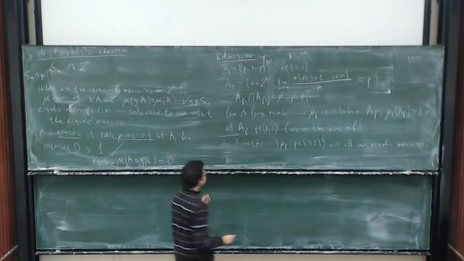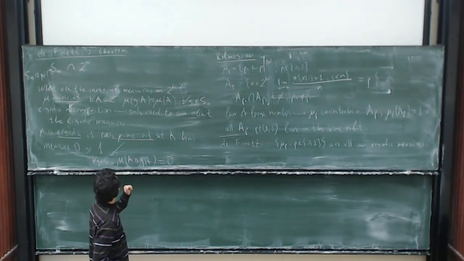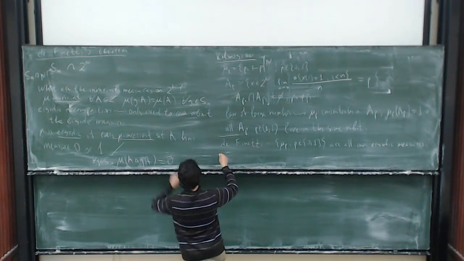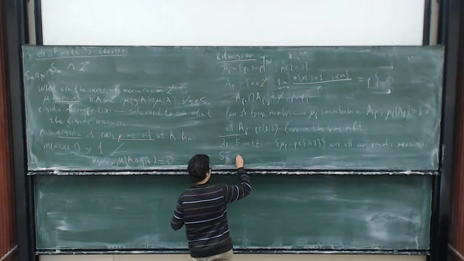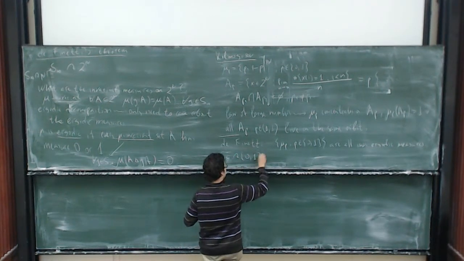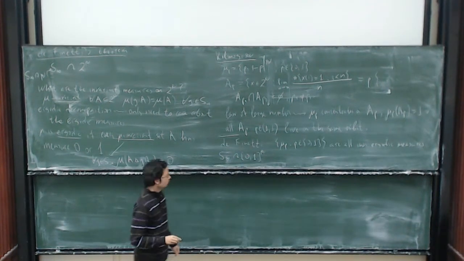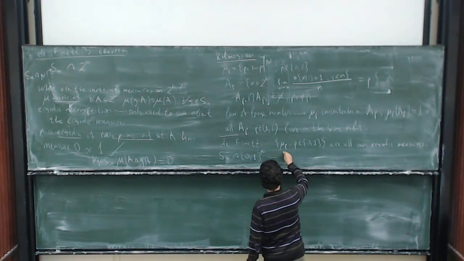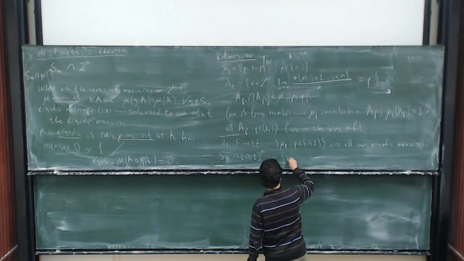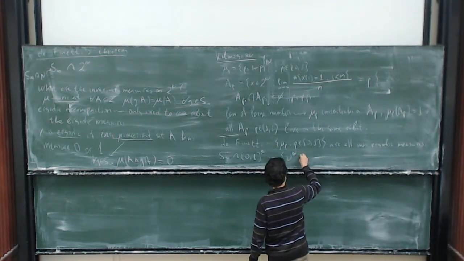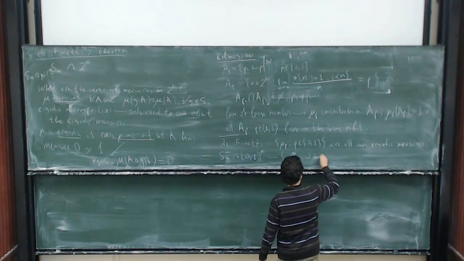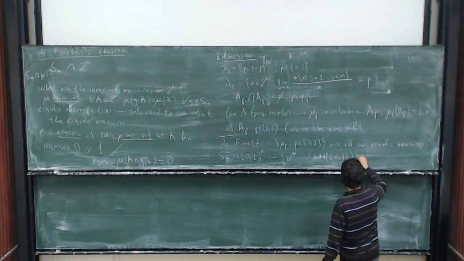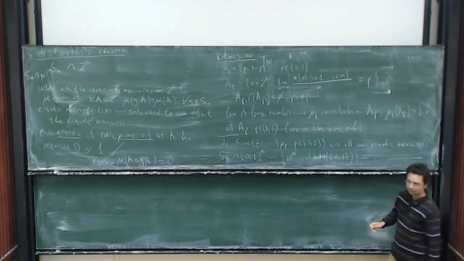Actually, I need a slightly more general version of this, which is more or less the same. Instead of looking at 2 to the n, let's look at the interval [0,1] to the n. Now we look at the set nu to the n, where nu is a probability measure on [0,1]. And then, the same thing: these are all the ergodic invariant measures.